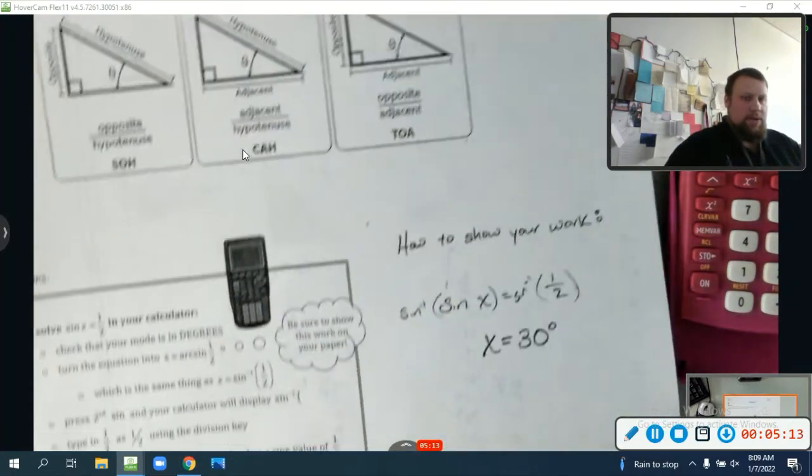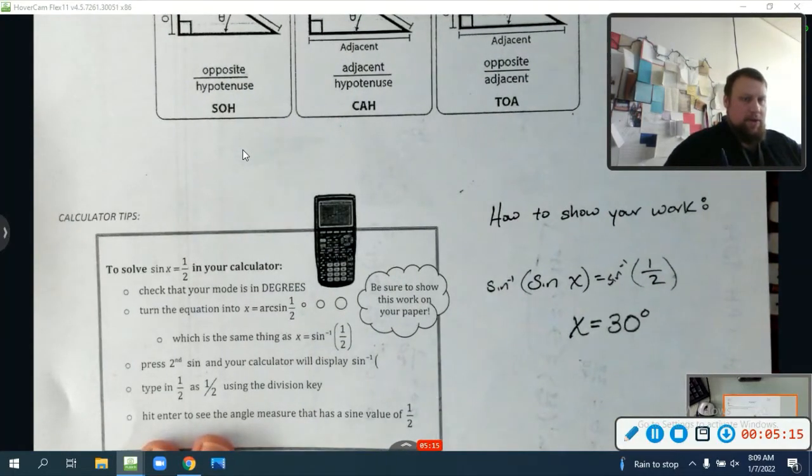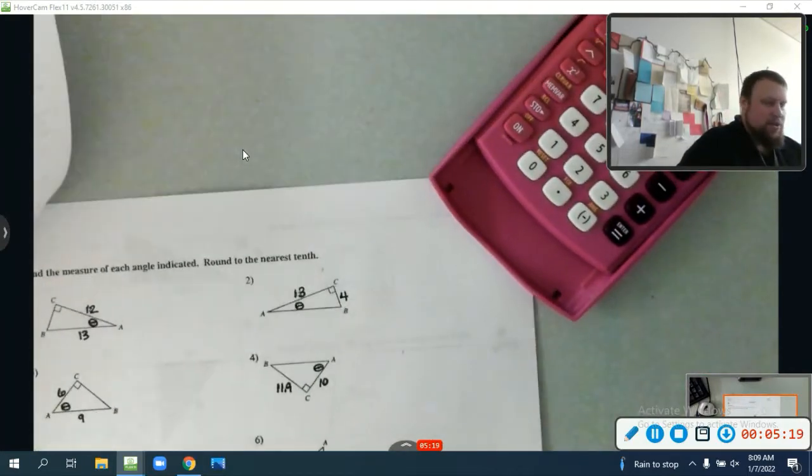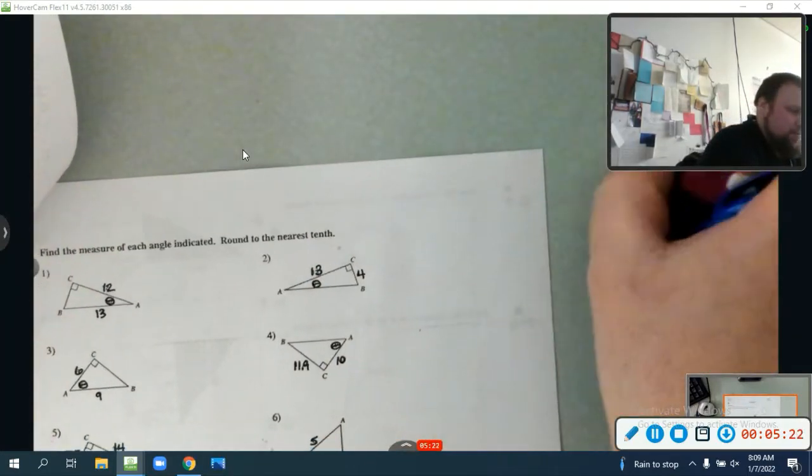Another shout out to Mrs. Davenport, as for your second page, she gave you all these nice little examples just to look at as you work through the second page.